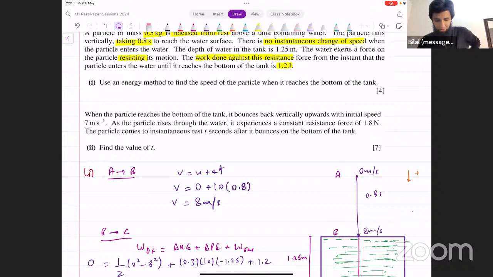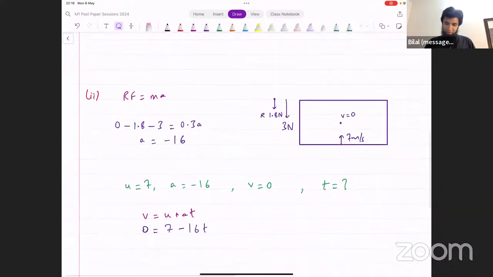Okay, so it bounced on the bottom of the tank earlier at an initial speed of 7. It comes to instantaneous rest T seconds after it bounces on the bottom of the tank. So maybe we're not reading the question statement correctly. Initial speed we know is 7, and acceleration is minus 16.